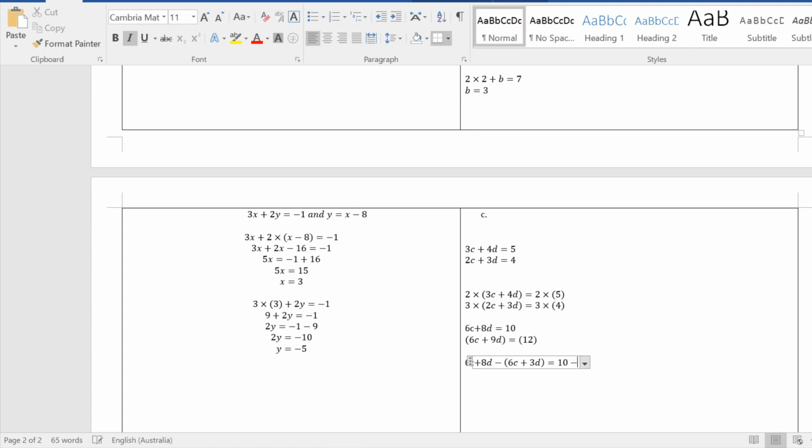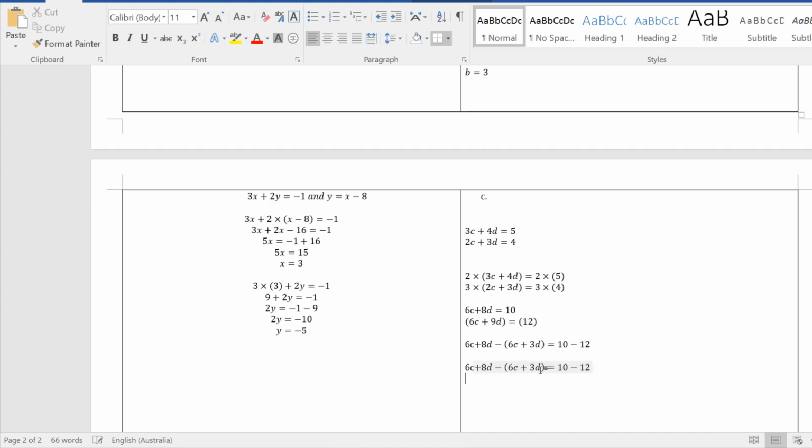Notice I followed the exact same procedure. I haven't got the bracket around the 12 because I don't need it, but I do need it here. Okay, follow the same procedure. You don't technically need a bracket around this one here, but now what we're going to do is simplify it, and you'll see why.